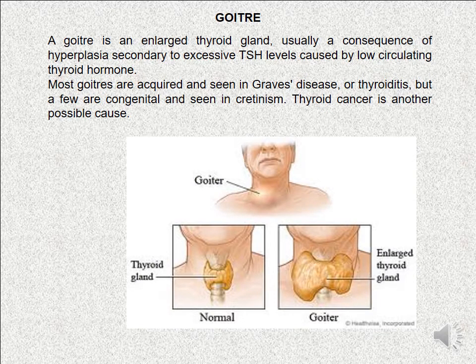Second condition is called goiter. A goiter is an enlarged thyroid gland, usually a consequence of hyperplasia secondary to excessive TSH level caused by low circulating thyroid hormone. Most goiters are acquired and seen in Graves' disease or thyroiditis, but a few are congenital and seen in cretinism. Thyroid cancer is another possible cause that leads to an enlarged thyroid gland.